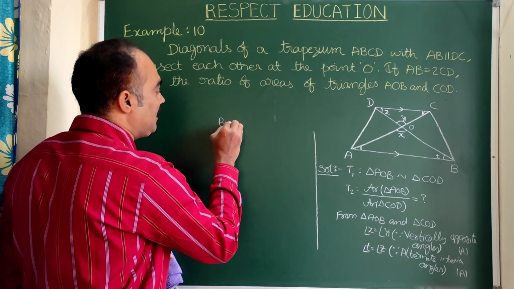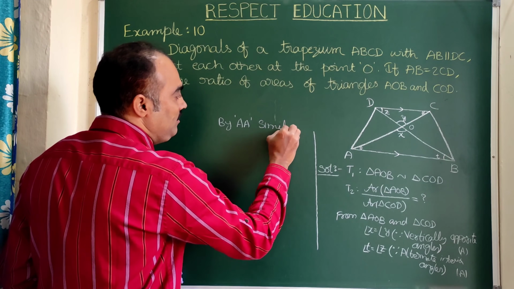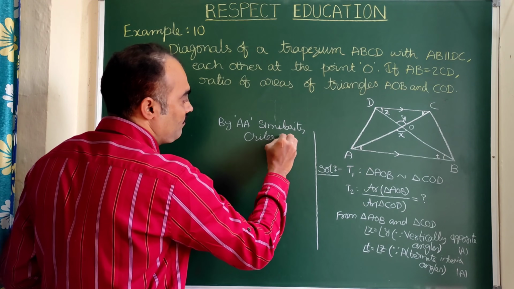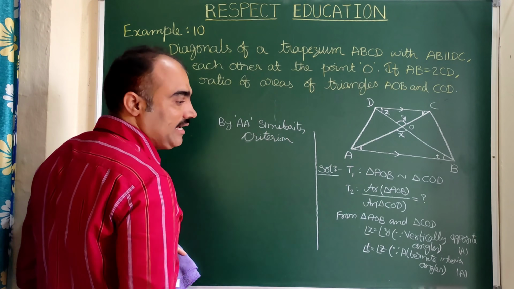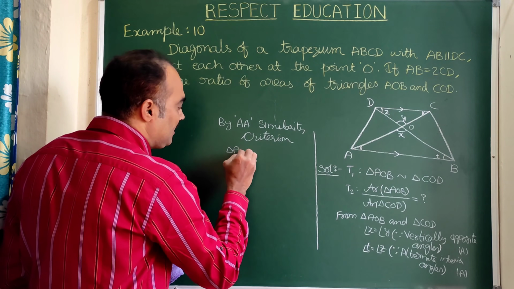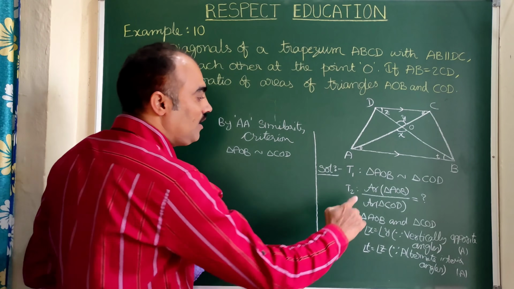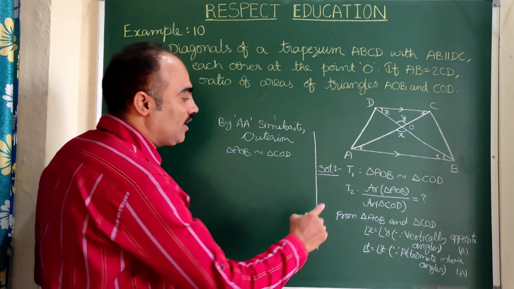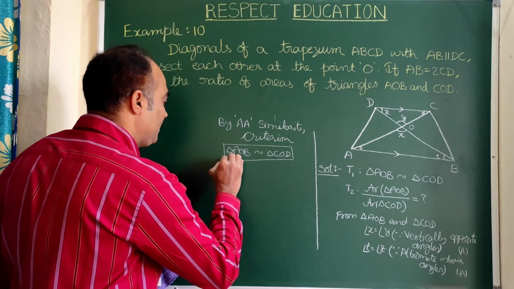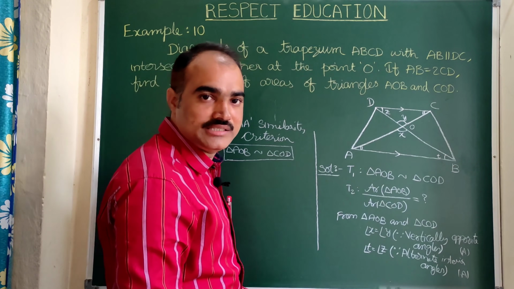So here we can write, by AA similarity criterion, we can say triangle AOB is similar to triangle COD. Triangle AOB similar to triangle COD, right? Target 1 is reached. Now we are going for the target 2. So with this, target 1 is over. Now we need to find the ratio of their areas.